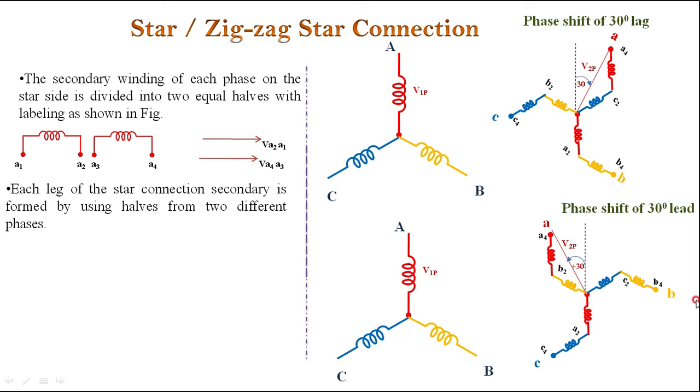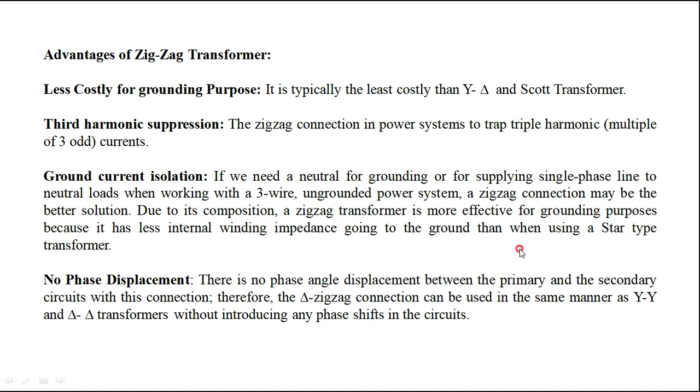Basically these connections, as I told you, are used to minimize the harmonics in the load current and to make use of the ground. At the same time, ground isolation is also possible. Also, in the case of the delta star connection, there is no phase shift in the delta zigzag connection. These are some of the advantages, thereby we are using the zigzag transformer connection.